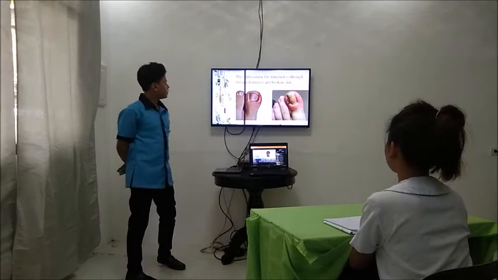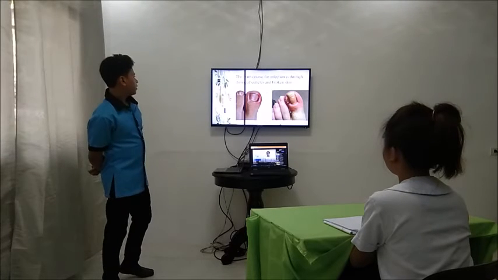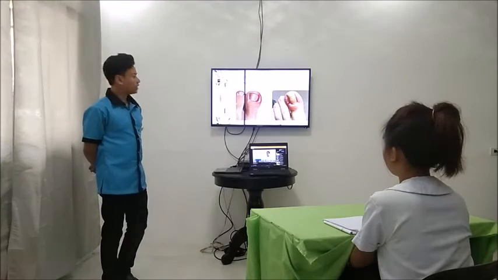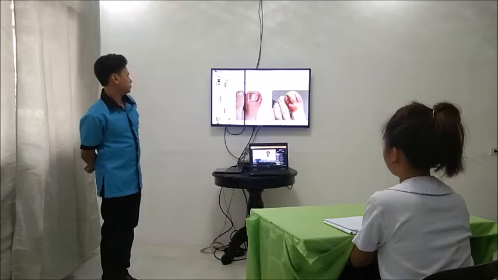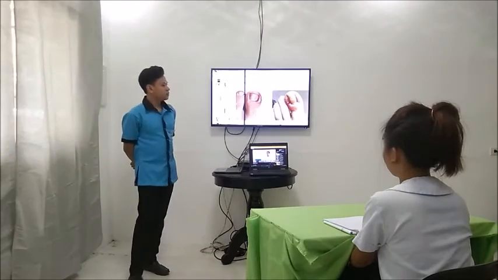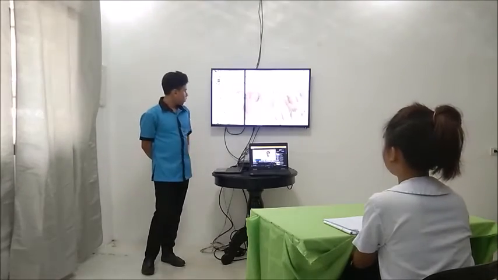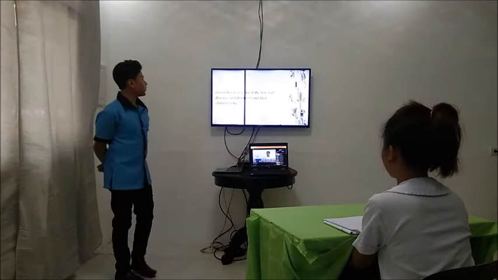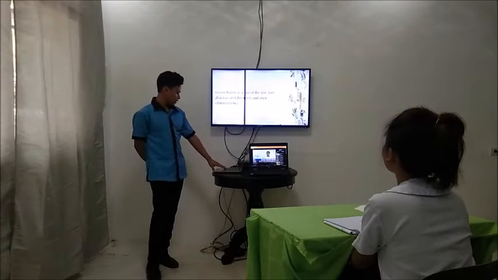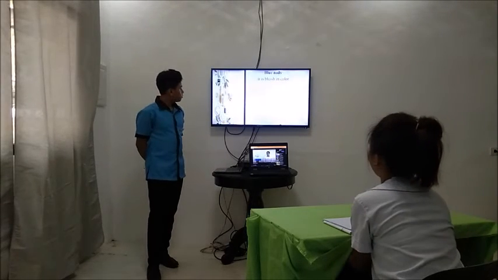So as you can see on the picture, those are the damages that we can get if our nails can be infected. Okay. So given below is a list of the few nail diseases and disorders and their characteristics. So let's move on to the nail diseases.